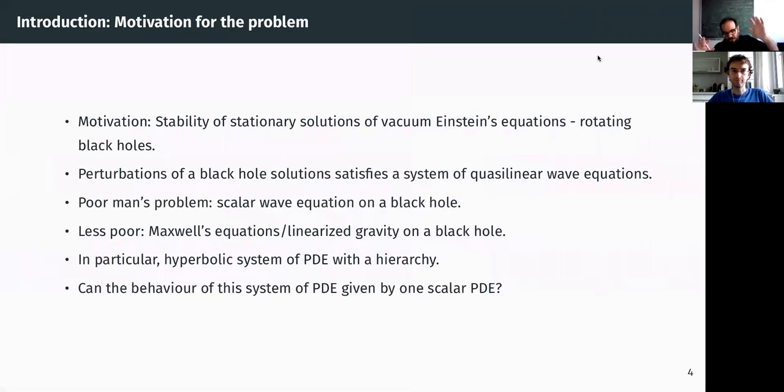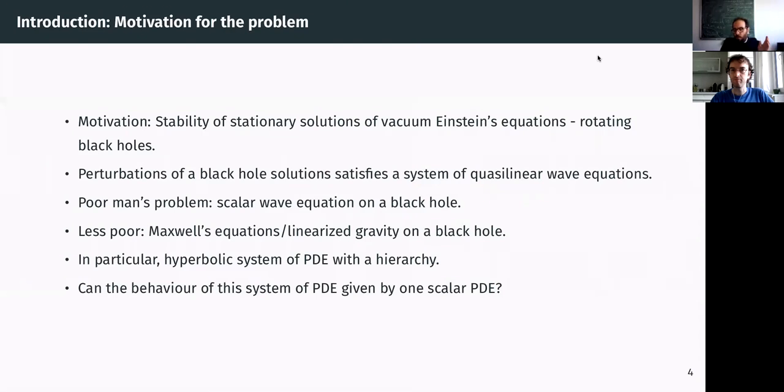Some motivation, very, very vaguely. There's a big problem in GR, which one day will be solved, but not immediately: the stability of stationary solutions of the vacuum Einstein equations, in particular the problem of stability of black holes. You have to think of stability in terms of ODE: you have a solution of an ODE, you perturb it a little bit, and you see if you go back to that solution. If you are an analyst studying that problem, the perturbation of a black hole solution to the Einstein equations will solve a system of quasilinear wave equations. These two words, system and quasilinear, are important.